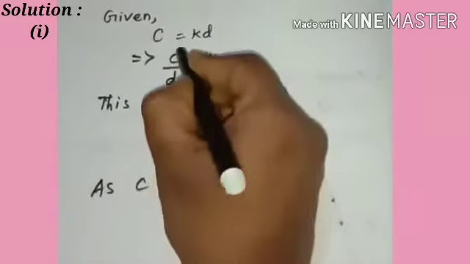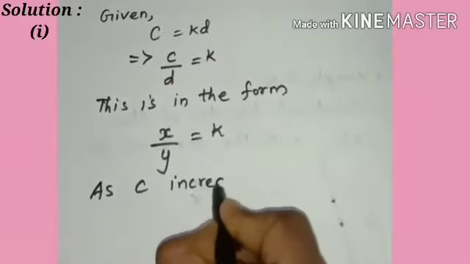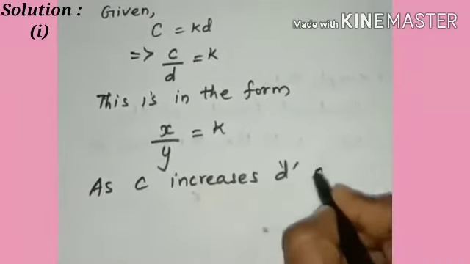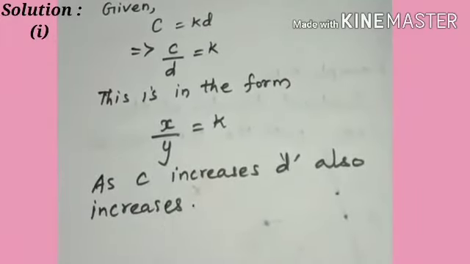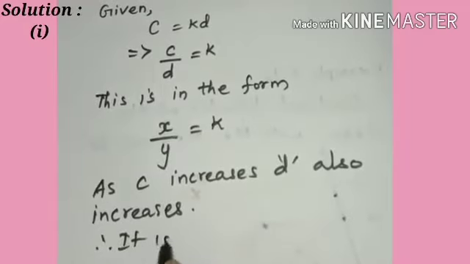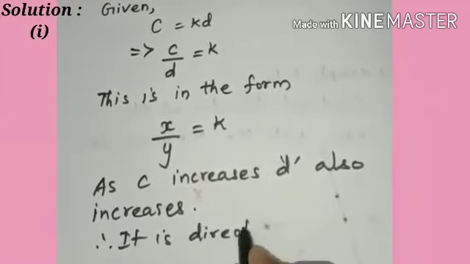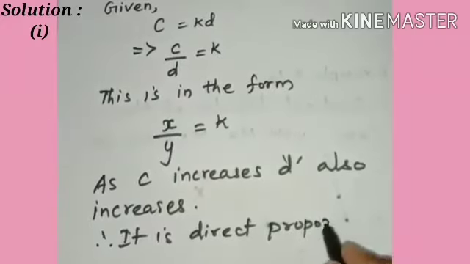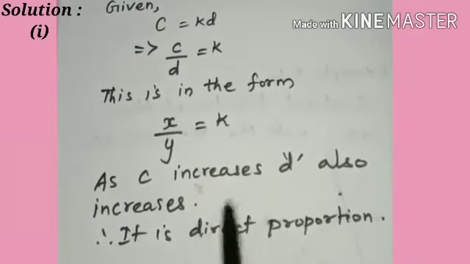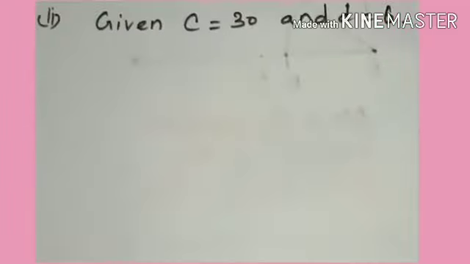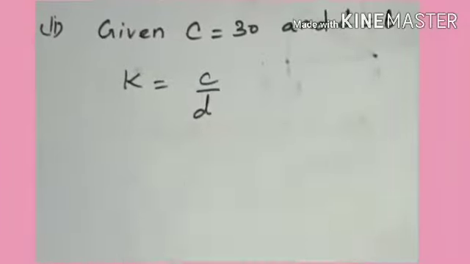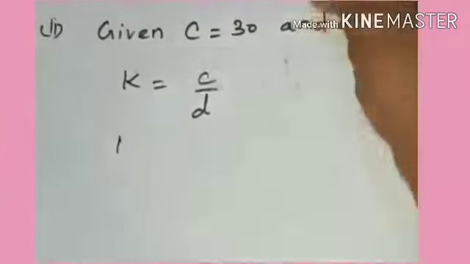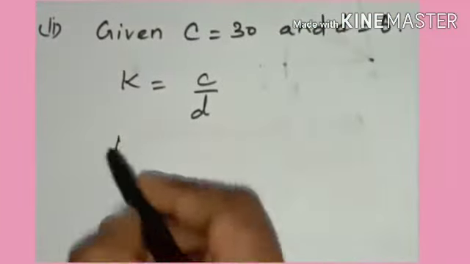As C increases, D also increases. So it is direct proportion. So the relation between C and D is, it is in direct proportion. Students, now we know that K is equal to C by D. So from this, K is equal to C by D.